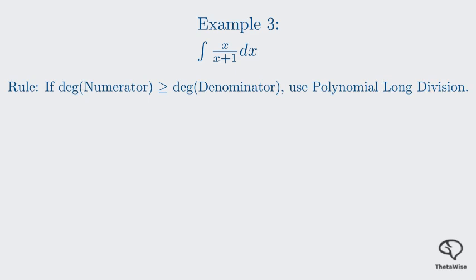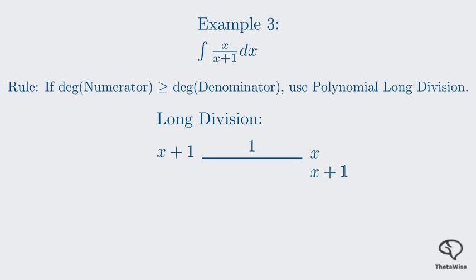We ask, what do we multiply x by to get x? The answer is 1. We write 1 above the x. Then we multiply 1 by the entire divisor x plus 1 to get x plus 1. We subtract this from the numerator. The x's cancel, and we are left with negative 1. This is our remainder.